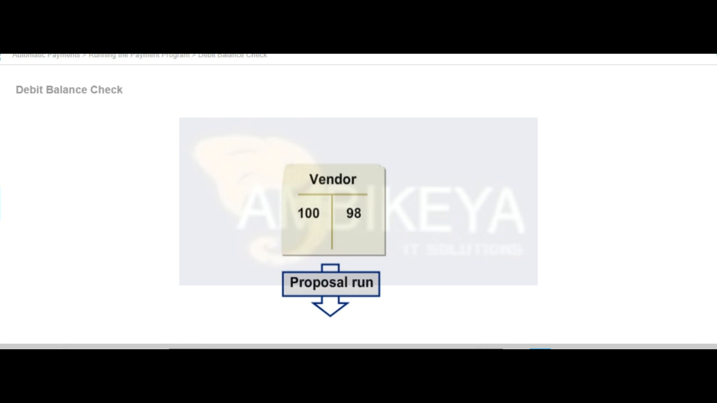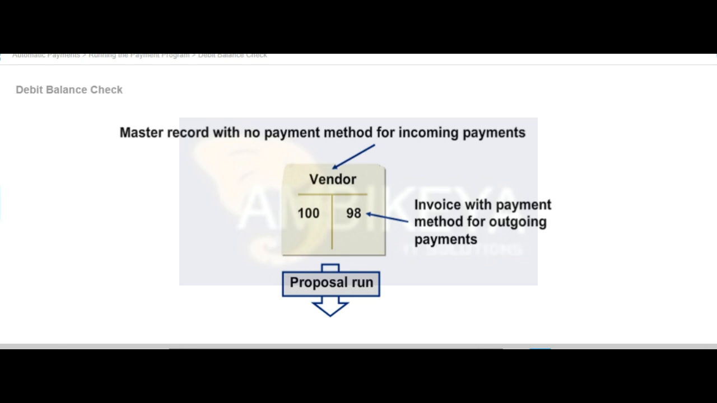A payment run can make a payment even when the account has a debit balance. An example of such a payment is given in the figure, debit balance check. A vendor account contains an invoice for 98 and a credit memo for 100. The invoice item contains a payment method for outgoing payments. However, a payment method has not been defined for incoming payments in the master record or in the credit memo.